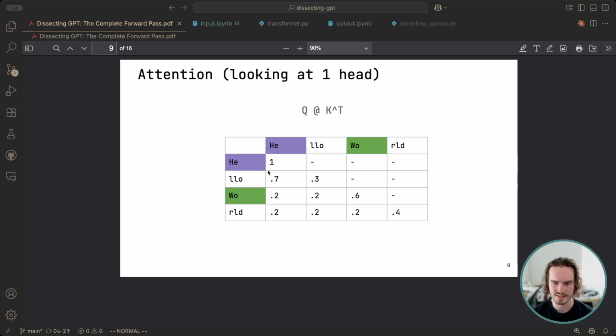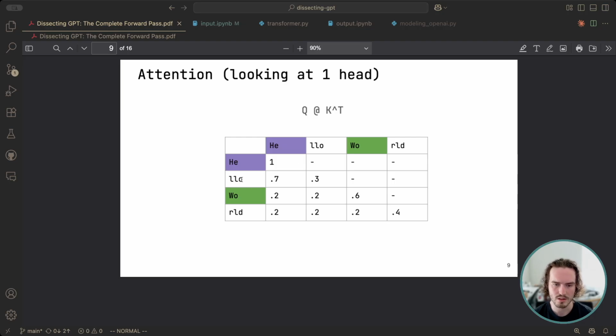Essentially, what this is supposed to be showing is, okay, at this point, this "he" token has not, it's the first thing, so nothing else is visible. And so it should retain all of its identity. Its embedding is going to stay the same.